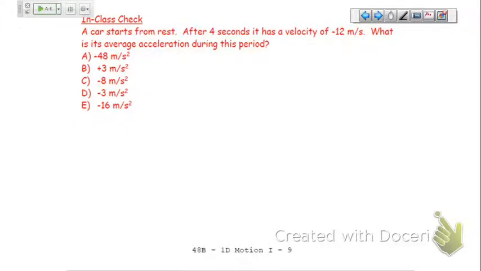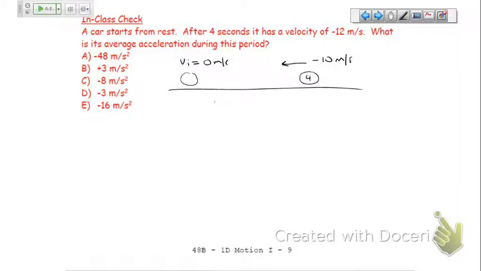Let me do this one. Car starts from rest. So here's my car, and it starts from rest. So v is equal to 0 meters per second. After 4 seconds, it has a velocity of minus 12. So I'm going to put 4 in my clock, and now it's got minus 12 meters per second. What is the average acceleration during this period?